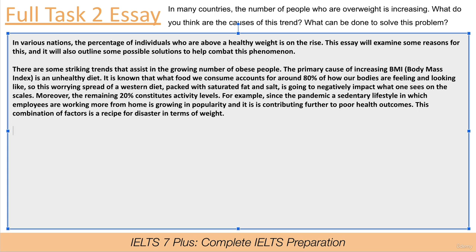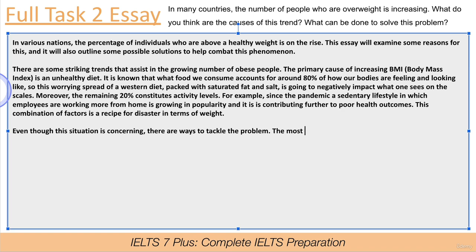Okay, so the solutions, we're going to talk about education and reducing costs of certain things. Even though this situation is concerning, there are ways to tackle the problem. Nice opening sentence, to show the examiner what we're going to talk about.